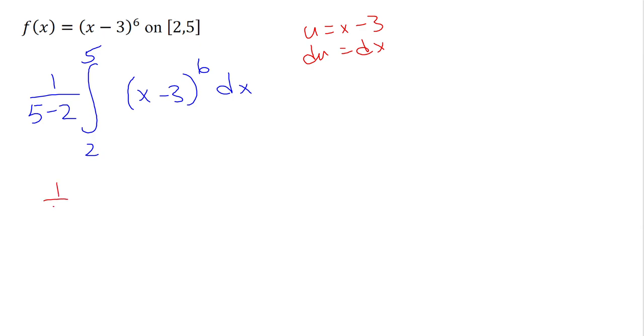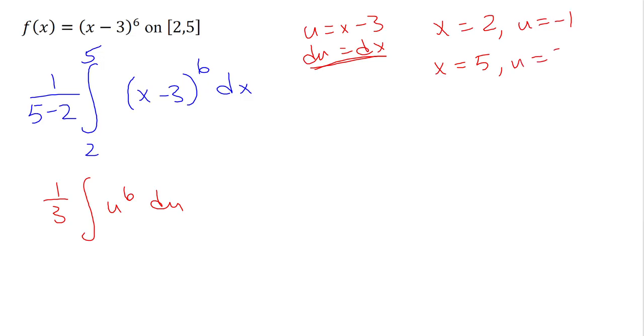So we end up with 1/3 of an integral of u to the 6th du, and this is where you want to be careful, right? Oftentimes, particularly when there's no switch with the dx and the du, people forget to change their limits of integration, so don't forget to do that, right? When x is 2, u is negative 1, and when x is 5, u is 2. So we should end up now with negative 1 and 2 as our lower and upper limits here.